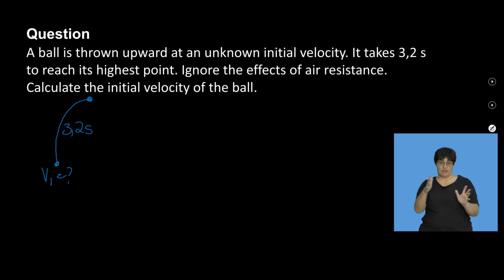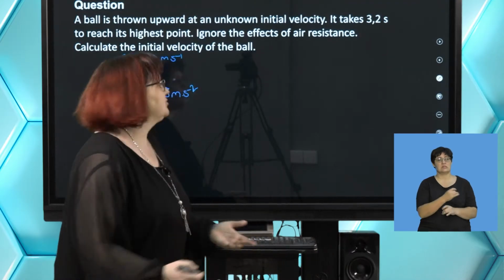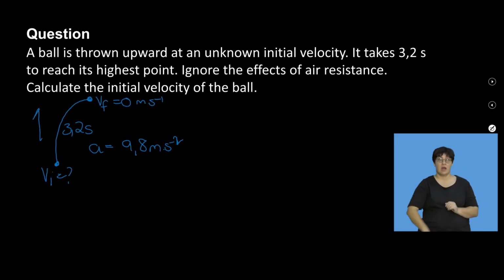The first one is this. My final velocity is 0. It's reached the top of its motion, and it's about to come back down. We know acceleration due to gravity is 9.8. But that's down. We need to make a decision as to what is our positive direction. I always take initial direction of motion as positive. If I take up as positive, that means this acceleration is negative.